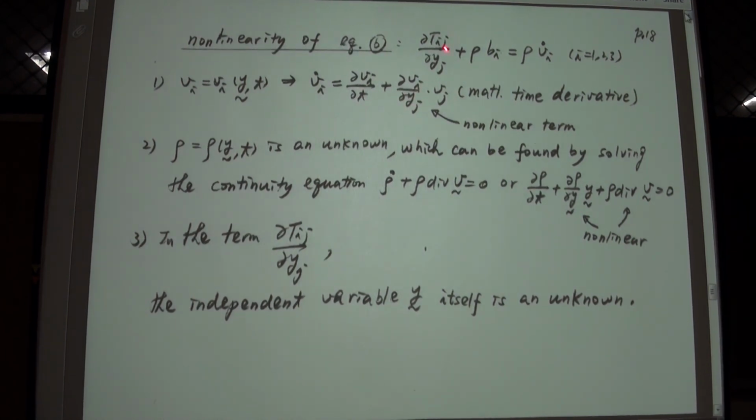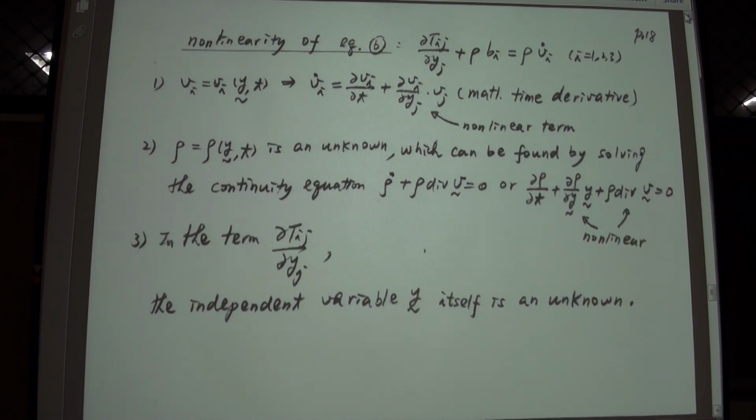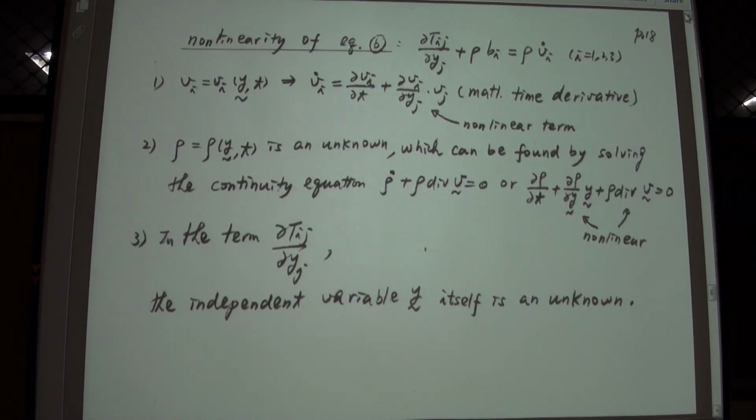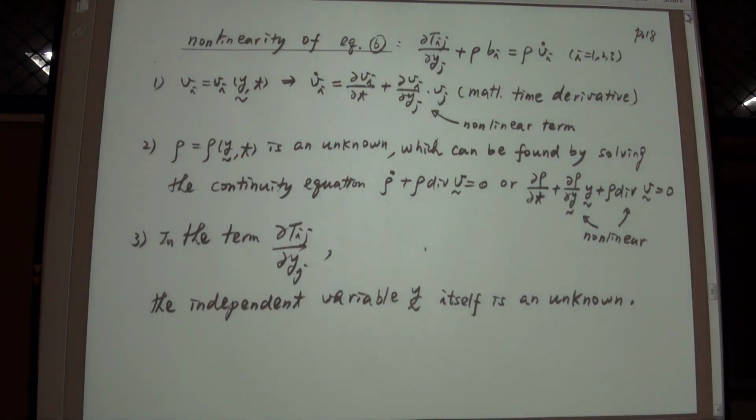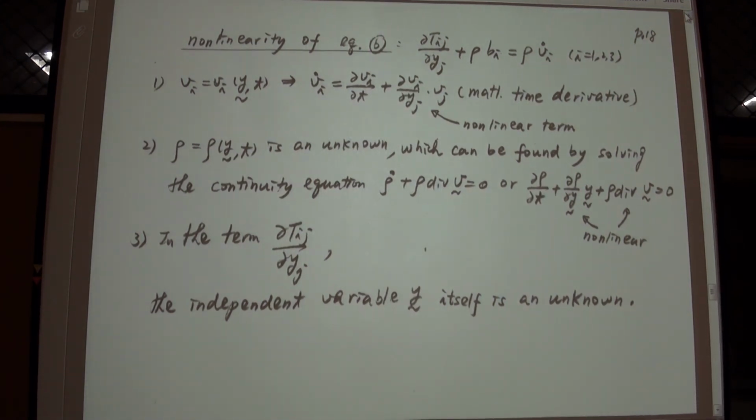And also rho here, you may think that rho is a given quantity. In fact, it is not. Rho is an unknown. Why? Because in the deformation process, the mass density of the material point will change from time to time.